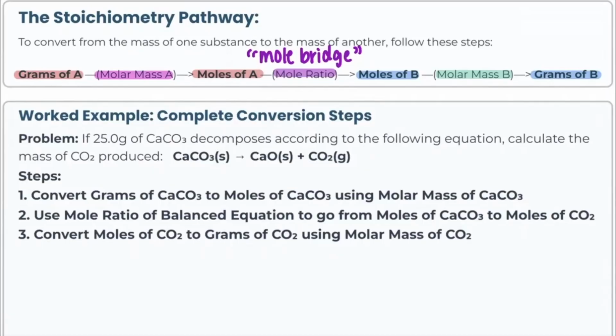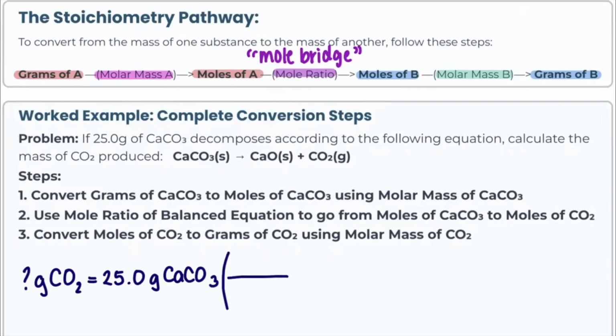First, start with what you're being asked. How many grams of CO2 are in what you're being given? 25.0 grams of CaCO3. So we have calcium carbonate and we want to get to carbon dioxide, grams to grams. You can't do that in one step or two, so it's going to be a three-step process.